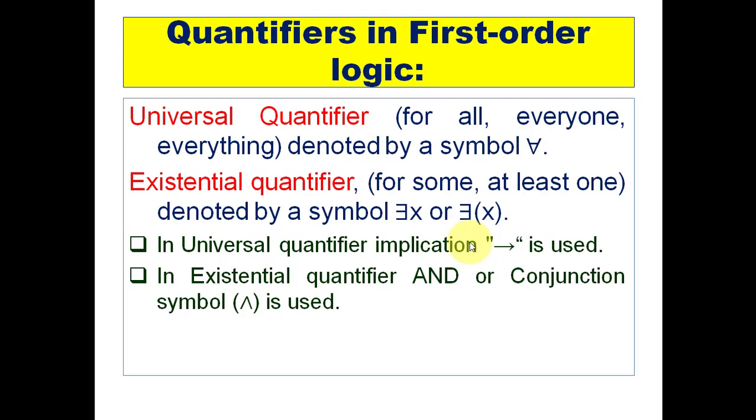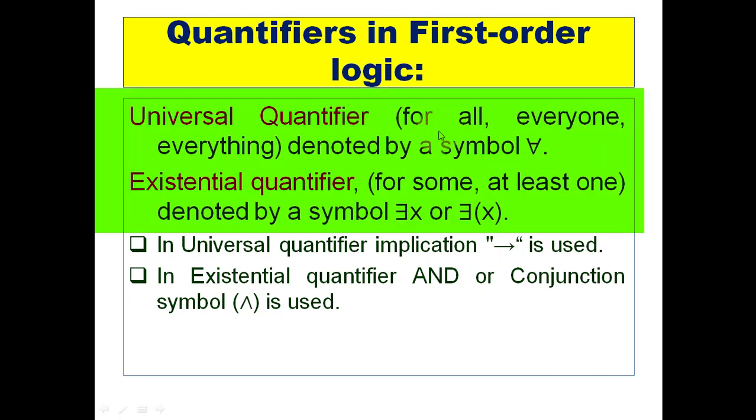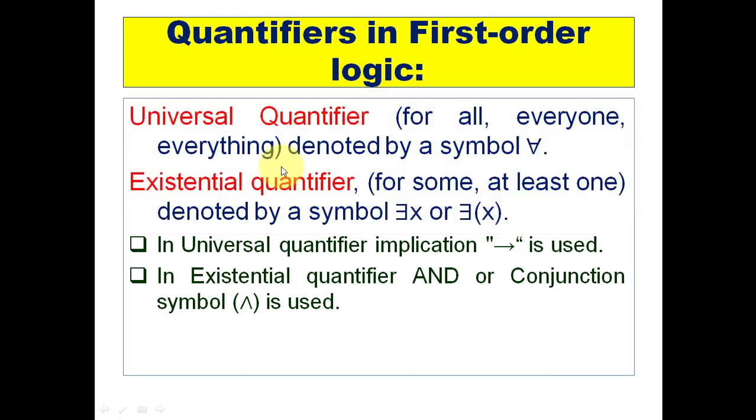Now, quantifiers. We have two quantifiers. One is the universal quantifier, that is for all, everyone, everything, and denoted by this symbol. Do remember this symbol. This symbol stands for universal quantifier, or in mathematics we call it for all. Then the existential quantifier. Existential quantifier means this is happening only for some, at least one, but not for all. Do remember that. Okay. So for the existential quantifier, we use this symbol. You see, opposite of E. So there exists X.